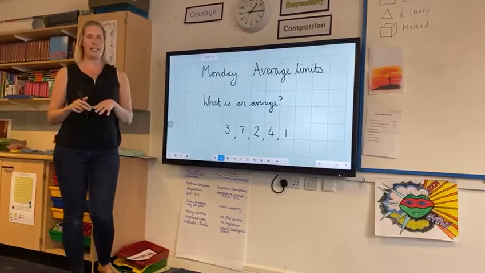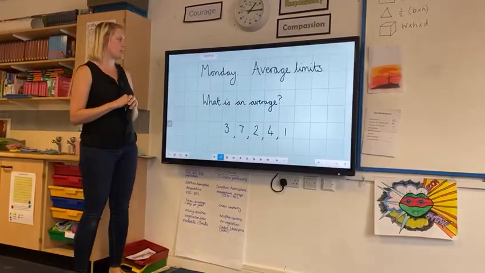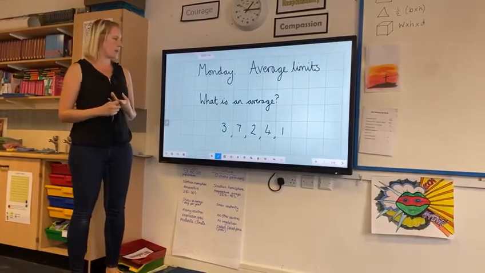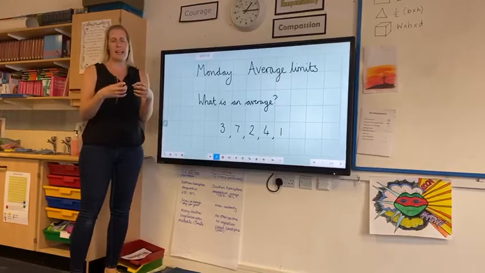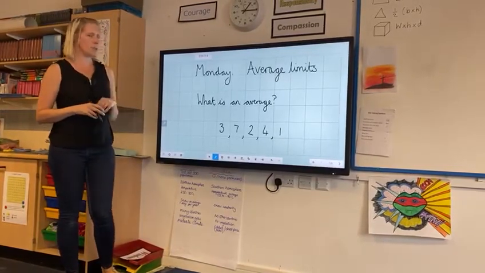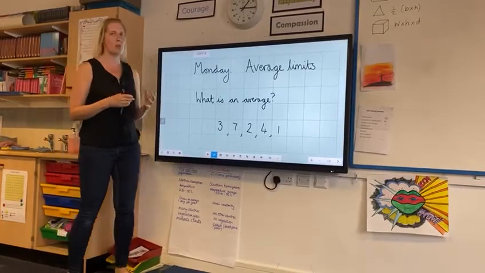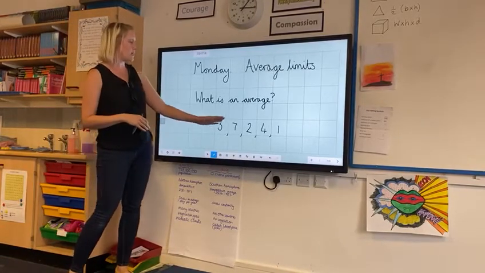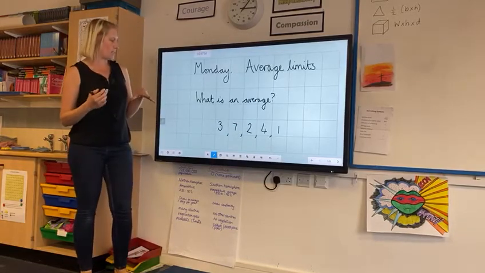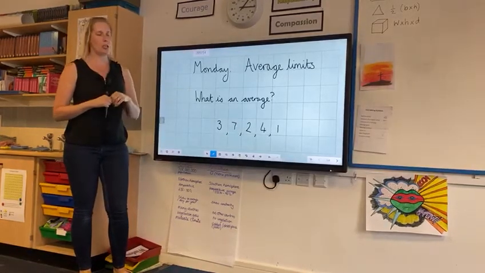So we're going to start with Monday's lesson, and Monday's lesson is called average limits. So first of all, the thing we need to remember is what an average is. An average is when we put everything back together and we share it out fairly. For example, with the numbers at the bottom, let's imagine these are goals for a football team. If they scored 3, 7, 2, 4 and 1 goals across their matches, they've played 5 matches.